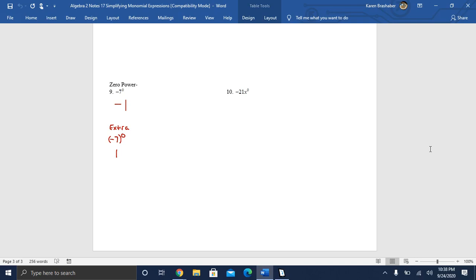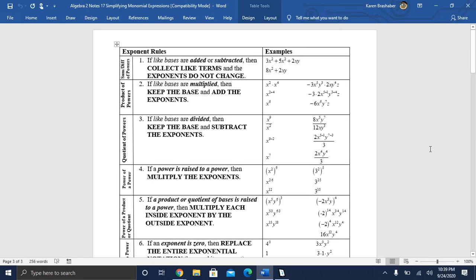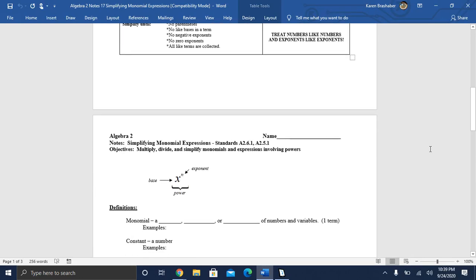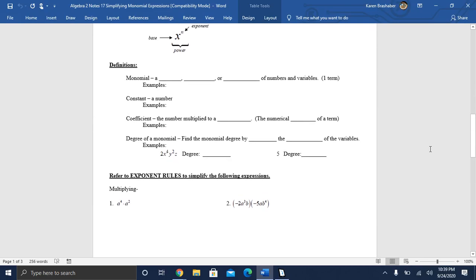And then number 10, we have negative 21 x to the 0 power. The negative 21 is not affected by the exponent, but the x to the 0 power is a 1. The x completely goes away. The power goes away. It just becomes a 1. Negative 21 times 1 is negative 21. So hopefully, as you are working through these exponents, you will remember to refer to your exponent rule sheet and keep in mind what an exponent means.